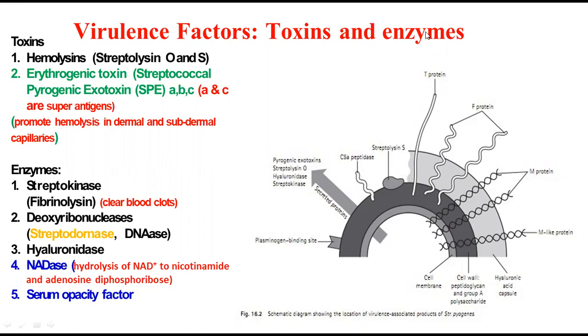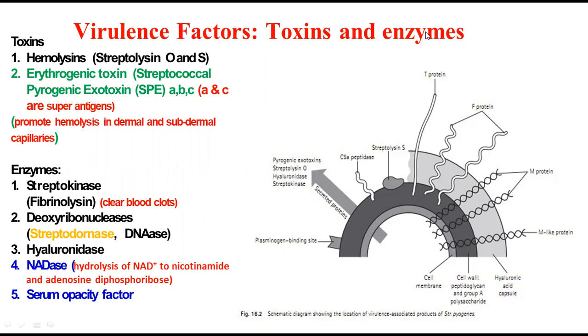Hemolysins are toxins produced by these bacteria, released inside the host body, where they disrupt the red blood cells of the host. So these are very toxic and very dangerous toxins released by these species.